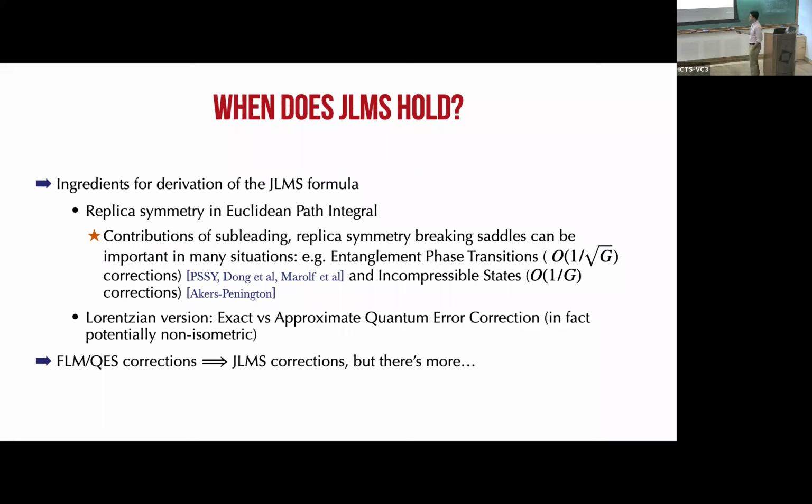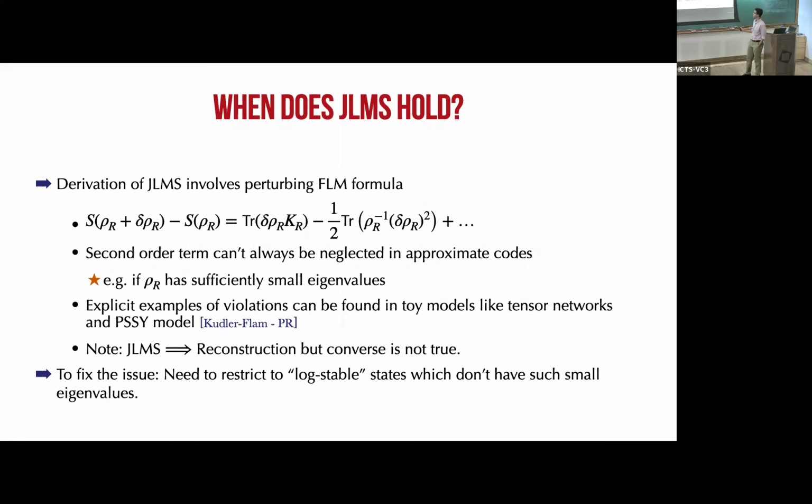Okay. So as I said, there are situations where there are large corrections to the quantum extremal surface formula and also the FLM formula. And those definitely imply JLMS corrections, just because the same assumption of replica symmetry was made. So clearly, if there are corrections to one, there are going to be corrections to the other. And this can be made pretty precise. But there's actually more, and this was something that was missed earlier. So that's the caveat that I want to talk about now.